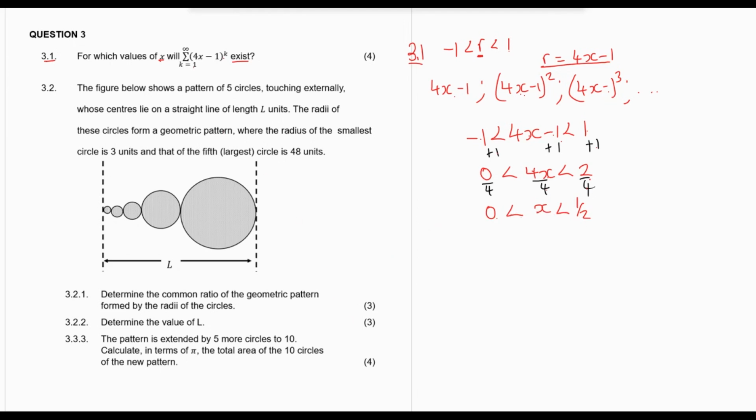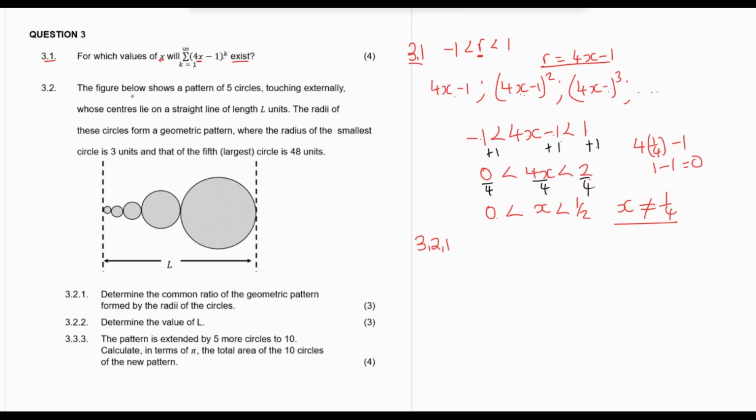But if you check, our r cannot be 0. So meaning that our x cannot be 1 over 4. If x is 1 over 4, what will happen? We have 4 times 1 over 4, then minus 1, isn't it? Which is 1 minus 1, which is 0. So our r cannot be 0. So therefore, there's a condition here. We can say that x should not be equal to 1 over 4.